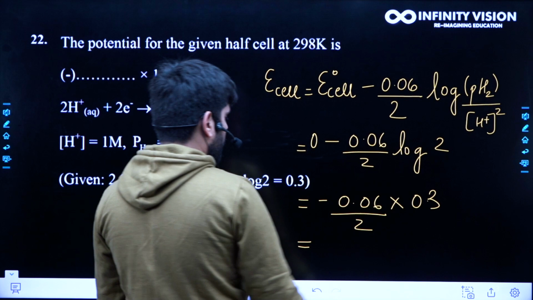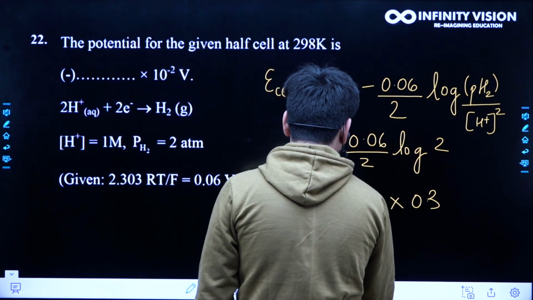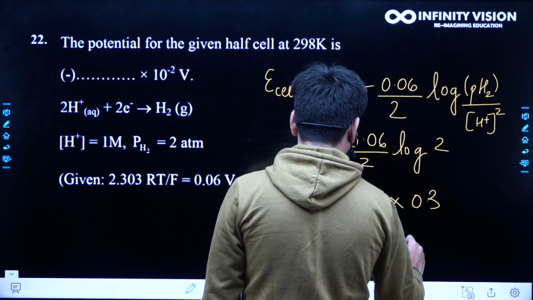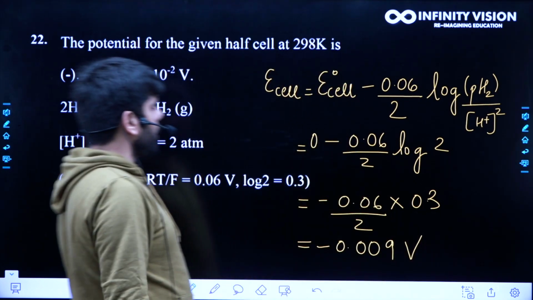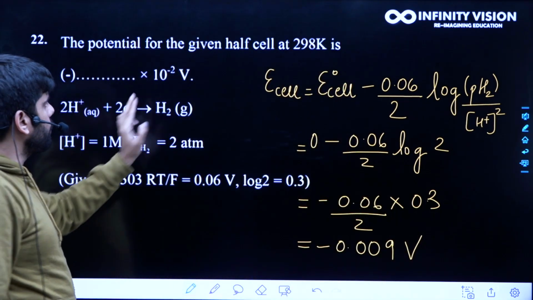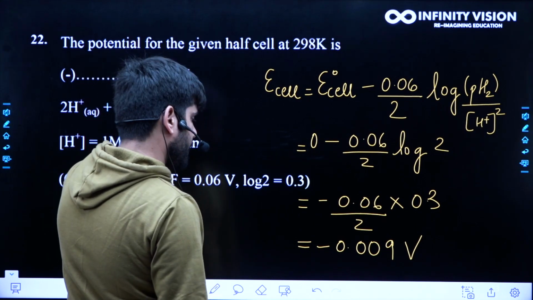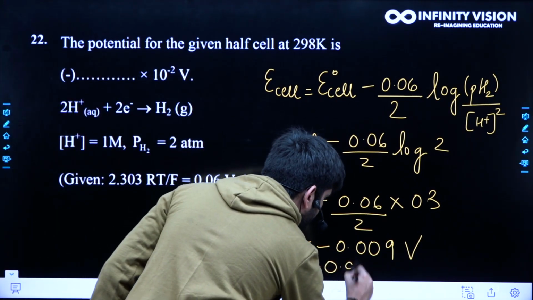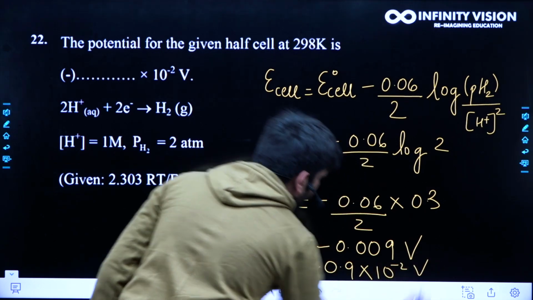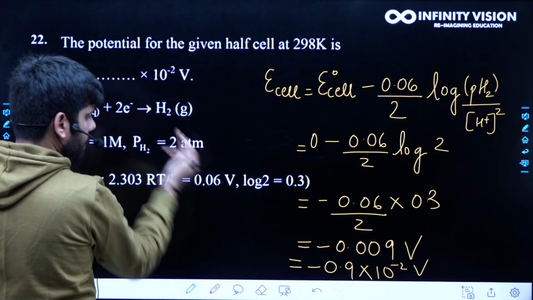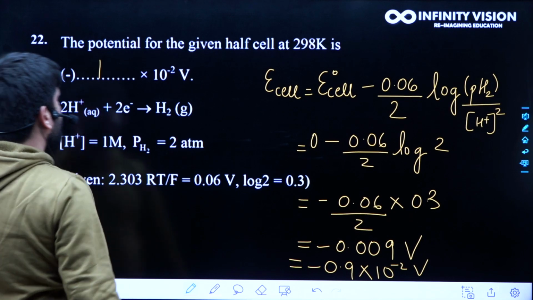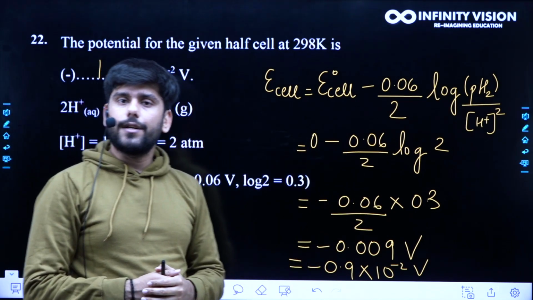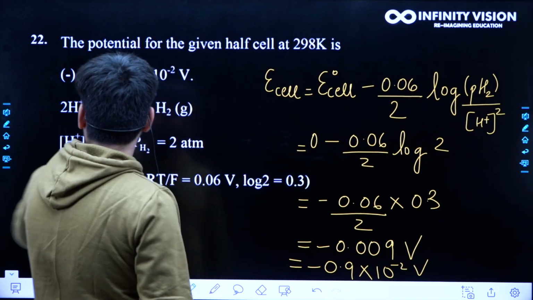And what do we get? Upon solving, we get minus 0.009 volt. But we are supposed to give the answer in this form, so it will be 10 to the power minus 2. So we can write it as minus 0.9 into 10 to the power minus 2 volt, and approximately 1. So it is minus 1 into 10 to the power minus 2 volt. All right. I hope the question is clear to you. Let us move to the next question.